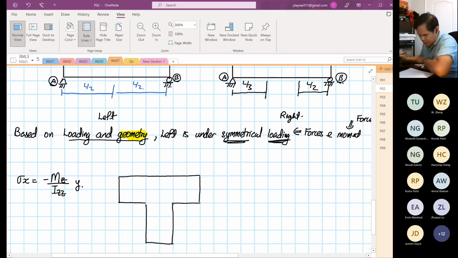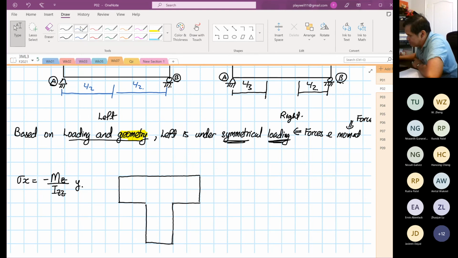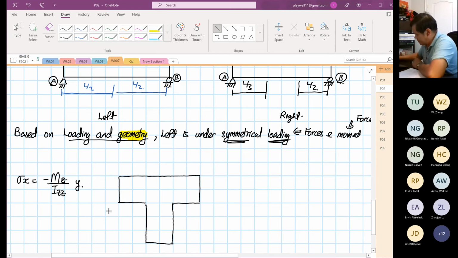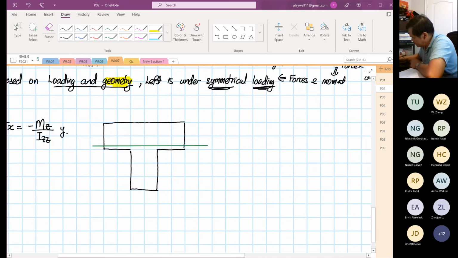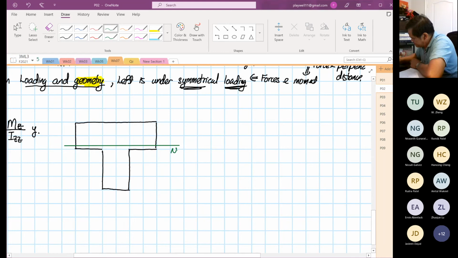And then I'm going to briefly sketch out where the neutral axis is. I'm just guessing down here. This is pure guesswork. Okay, I'm going to sketch for you where the neutral axis is. So for this case, 1, 2, 3. So this is where the neutral axis is. Not neutral axis, centroid. So anything you see that is in green, this is a centroid.